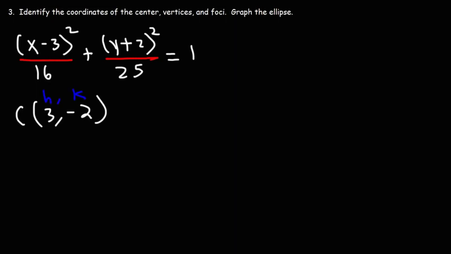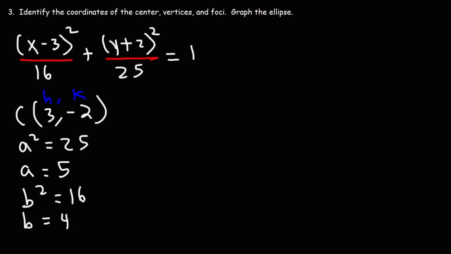So now that we have the coordinates of the center, let's determine our a and b values. Which one is going to be a squared, 16 or 25? Well, 25 is larger than 16, so a squared will be 25. A is going to be the square root of 25, which is 5. B squared is the other number, 16. So b is going to be 4. Now let's go ahead and graph it.